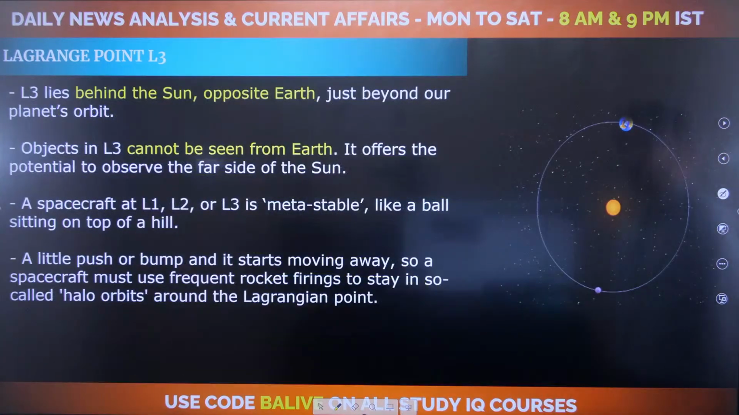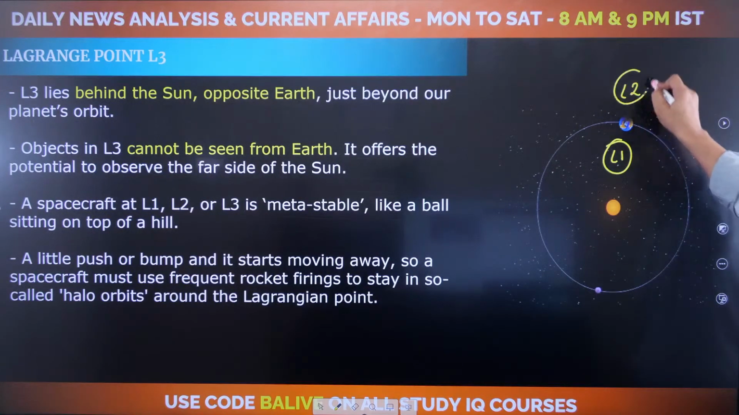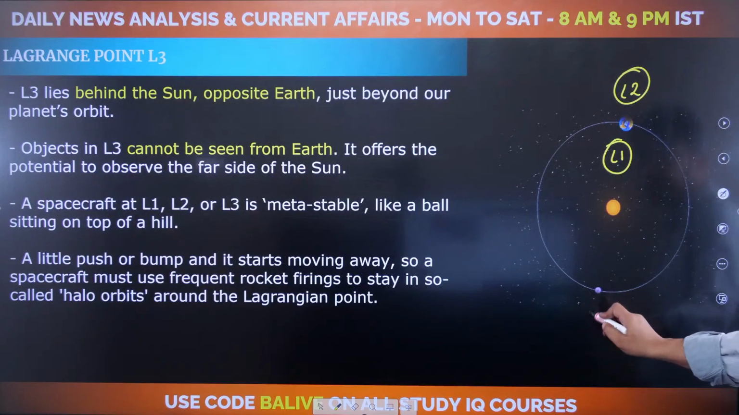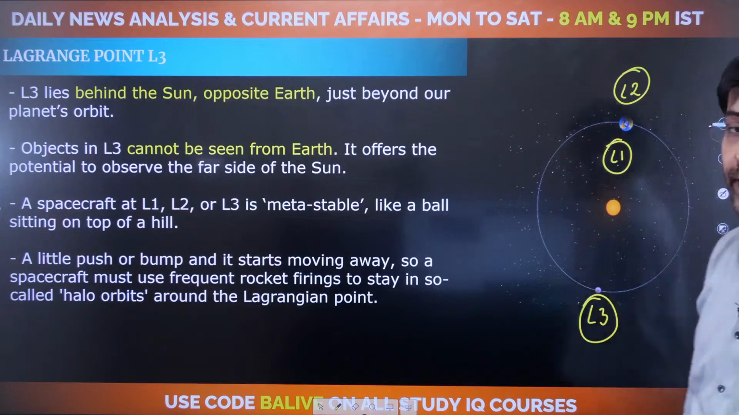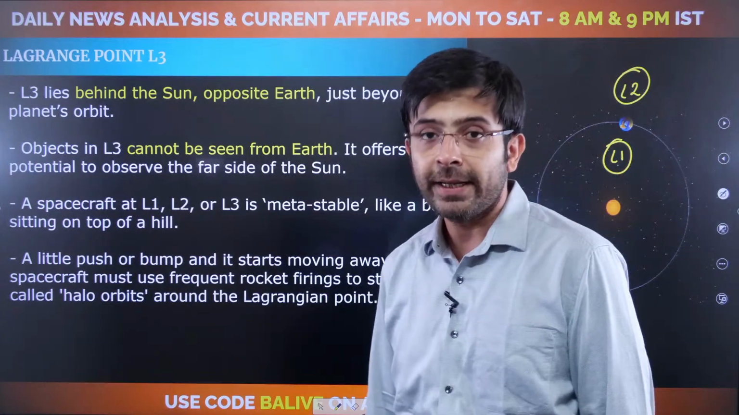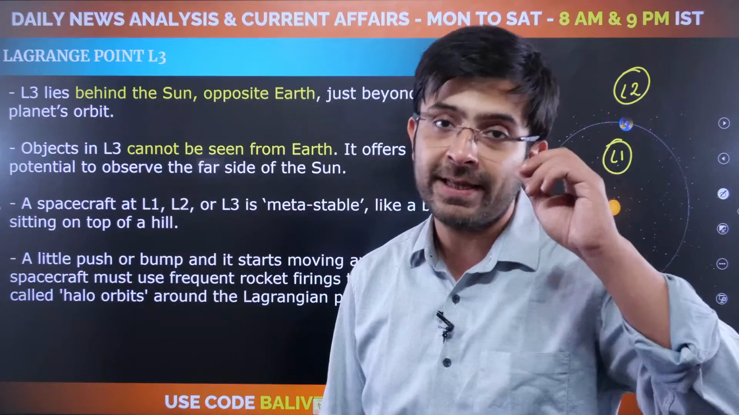Alright, let's look at L3 now. Now in L3 what happens? Here is L1 first, between the Earth and the Sun. Here is L2, towards the night side of the Earth. Here you have L3, behind the Sun. Now what happens? What's the point of going behind the Sun? Well, eventually, this is also a stable place that you're looking to get.